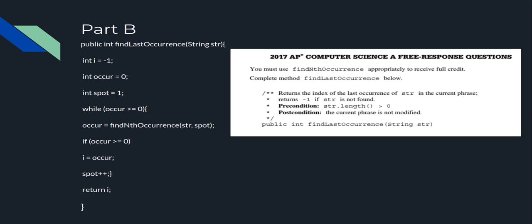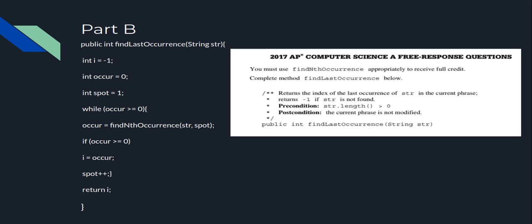So while occur is greater than or equal to 0, I used that to be basically the index of nth occurrence. And so instead of using n, this time I used spot so that I wouldn't be confused in my code. So it takes in str and it takes in spot for find nth occurrence, and it returns the index of that occurrence of string str.